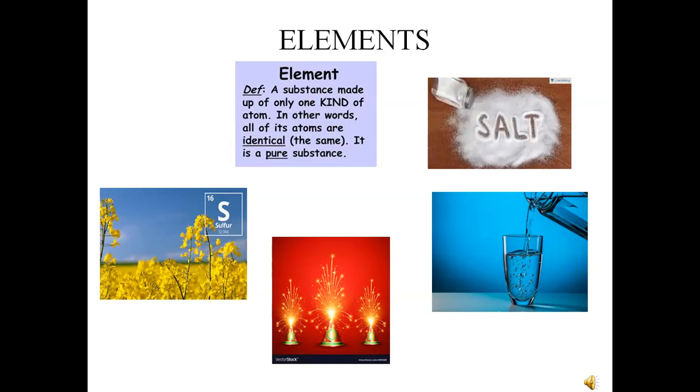There are 118 known elements till date. 94 of these elements occur naturally, while 24 elements have been created artificially in the laboratory. Total elements is 118. Of the 118 elements, 94 occur naturally and 24 elements are only created artificially in the laboratory.